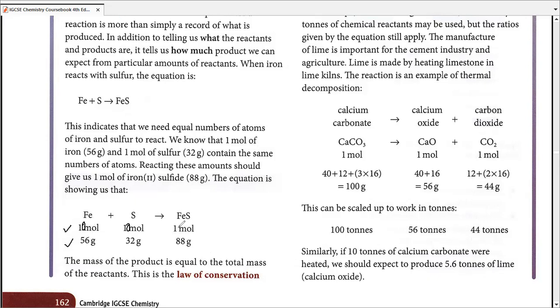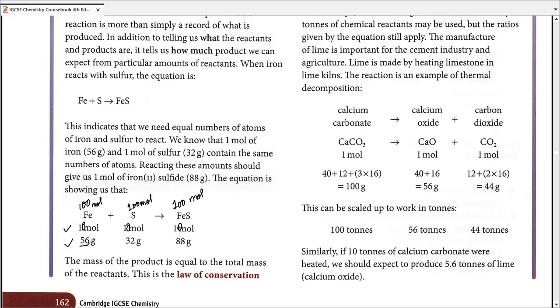10. Right. Easy enough. Now, if I take 100 moles of this and 100 moles of this, how many moles of iron sulfide am I going to produce? 100. 100. Perfect.